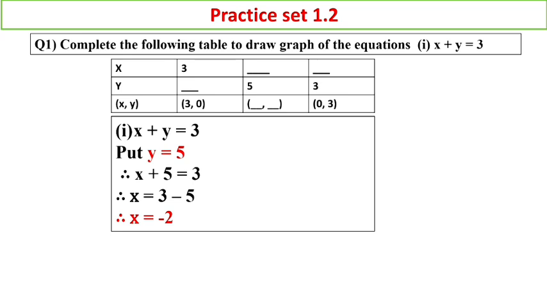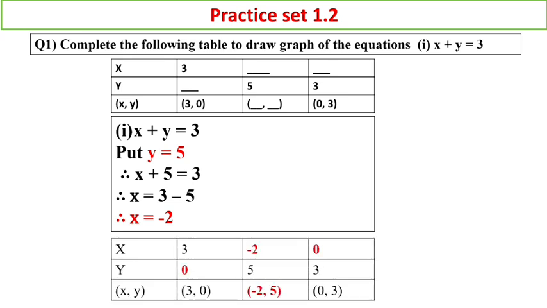So the x, y value is minus 2 and 5. And the third one is given. The x value is blank and the y value is given 3. The x, y value is given 0 and 3. It means the x value is 0 and the y value is 3. So no need to solve over here. So I wrote down the answer with the red color.